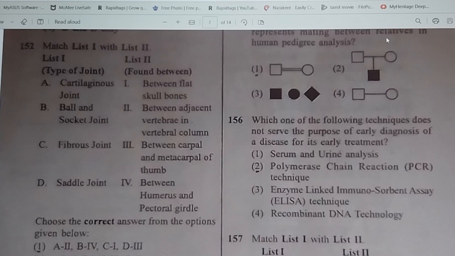156. Which of the following techniques does not serve the purpose of early diagnosis? Of course, it is not PCR, it is not ELISA or rDNA, it is serum and urine analysis.